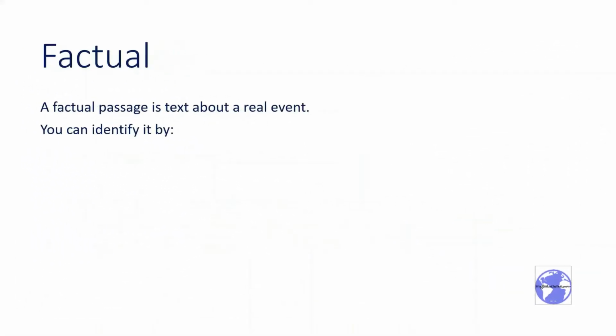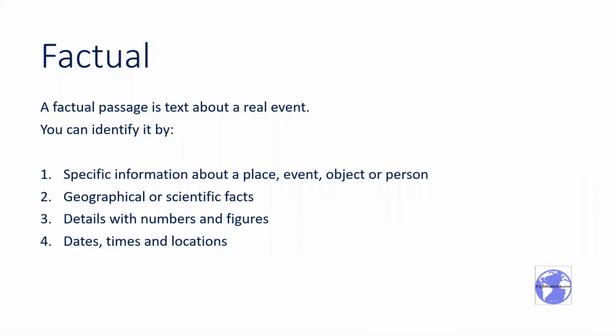A factual text is, as it sounds, a text full of facts, so it's about real events. You can identify it by specific information about a place, event, object, or person, geographical or scientific facts, details with numbers and figures, dates, times, and locations, and also instructions or bullet points.